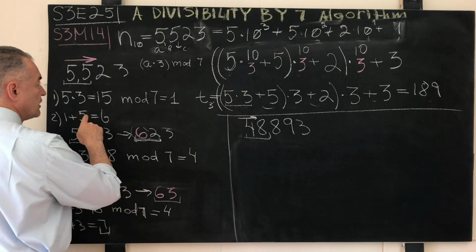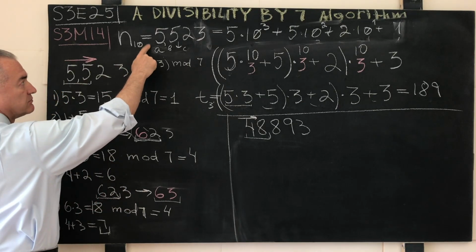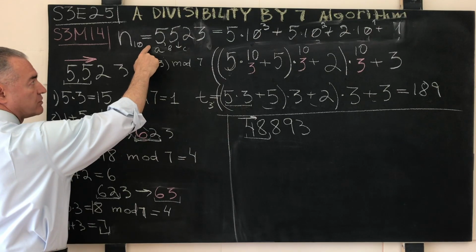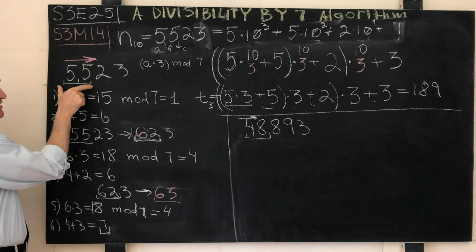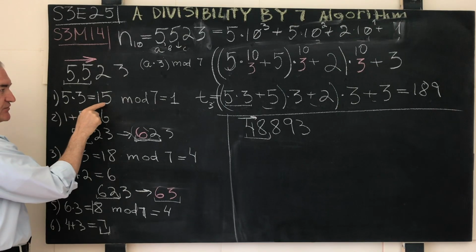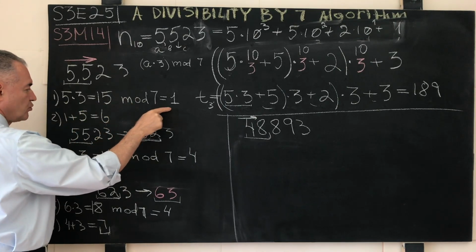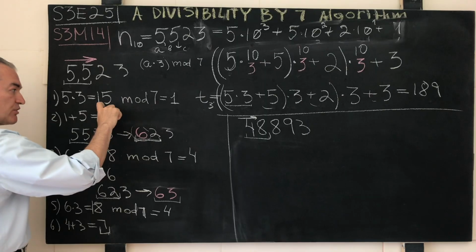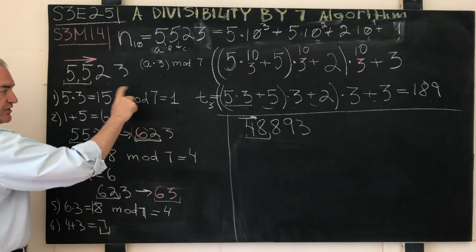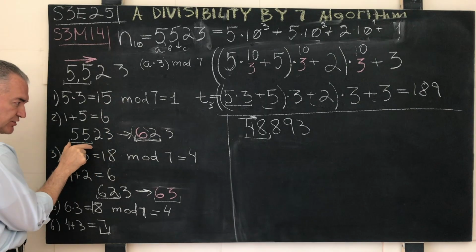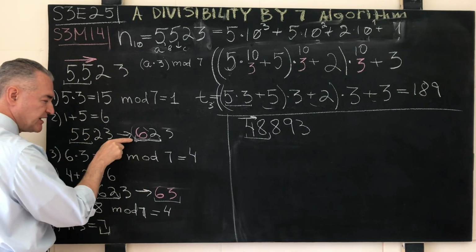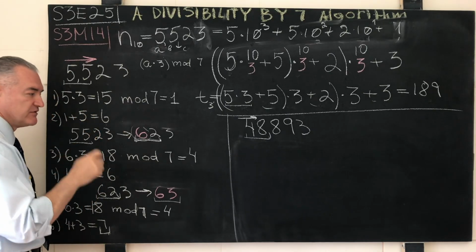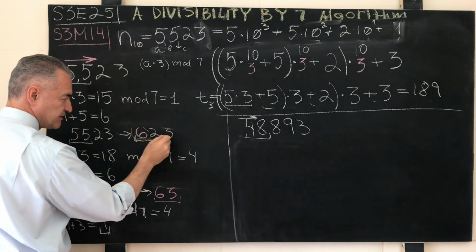So here, let's do our modified algorithm on the input number 5523. Working on this number left to right, two leftmost digits at a time, we go 5 times 3 is 15, reduce modulo 7 is 1, 1 plus 5 is 6. So now we grab this number that is the result of these two steps, and we replace these two digits with the result. So the number 5523 is replaced with an isomorphic modulo 7 image called 623.